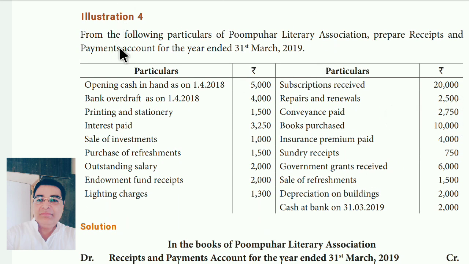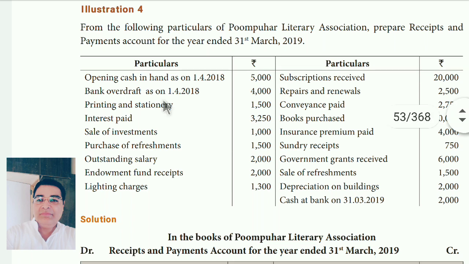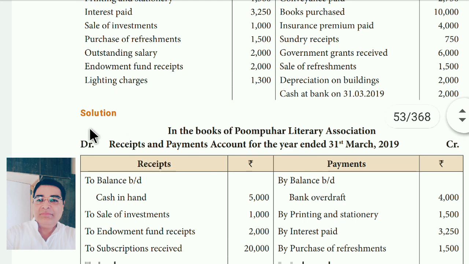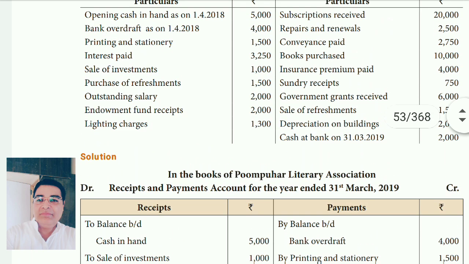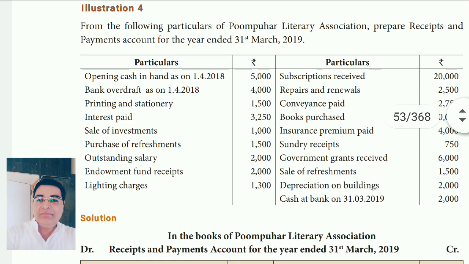Now see illustration 4. From the following particulars of Pampuhar Literary Association, prepare receipts and payment account for the year ended 31st March 2019. Particulars: opening cash in hand. So we have to prepare receipts and payment account. First one is opening cash in hand, which means to balance brought down. You have to write here to balance brought down, cash in hand. This is a very important sum. This will be asked in the half-yearly examination.